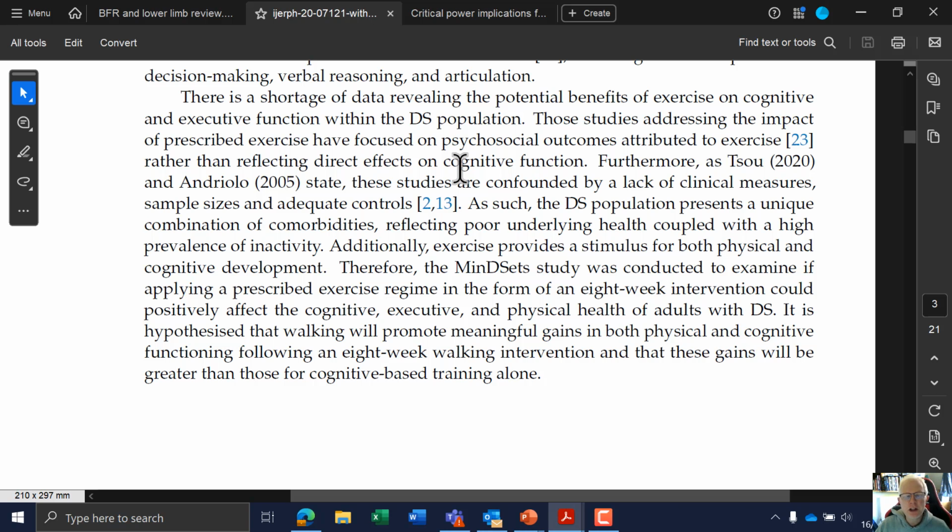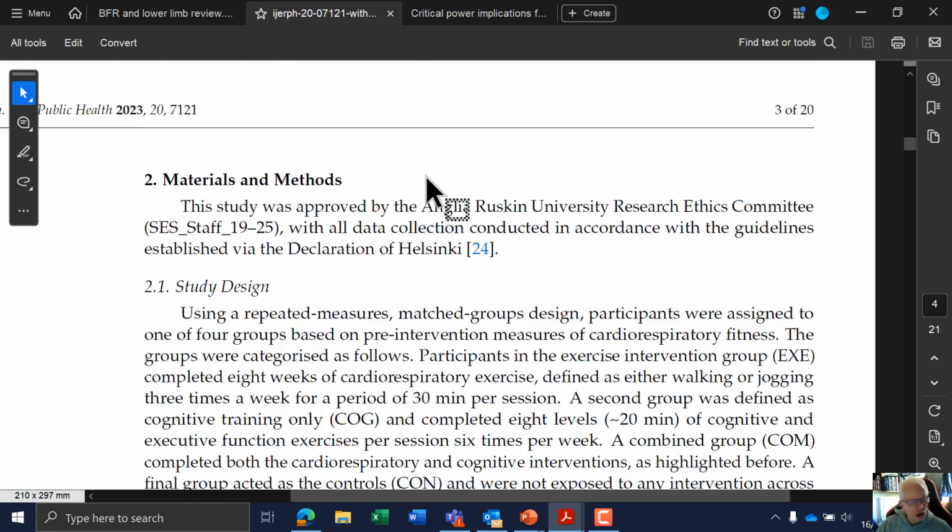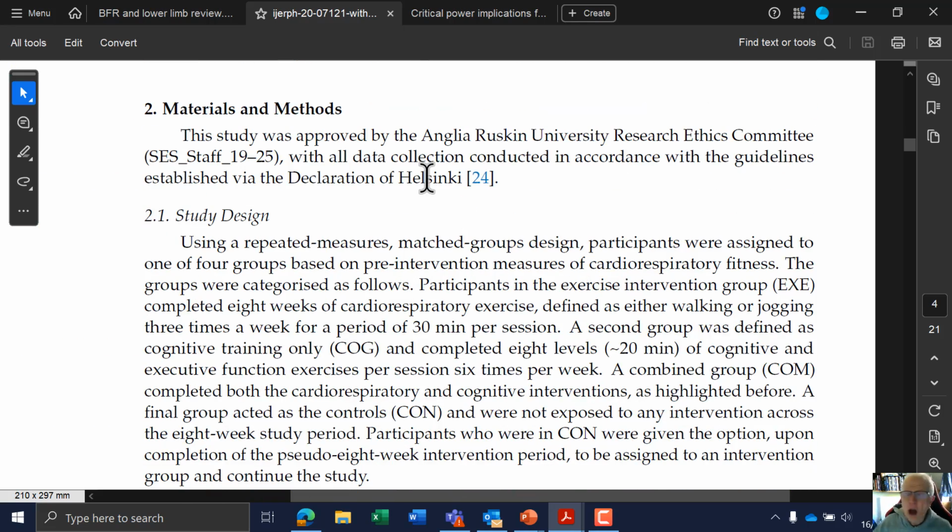So you've summarized the introduction. Take a pause, don't try and crash through. Now go to the materials and methods. What did they do? How many participants? What was their study design? How many groups did they have? What equipment did they use? What was their method?